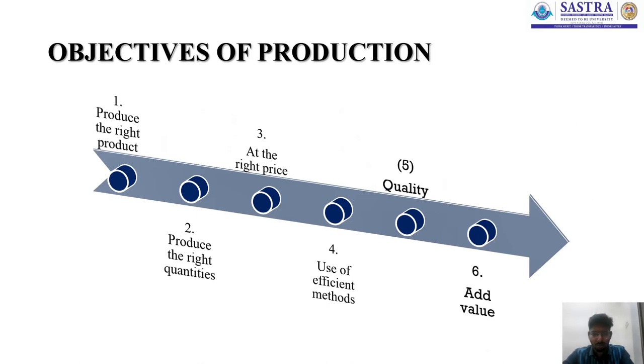So the first and foremost objective of production is to produce the right product. When it comes to the objectives of production, it is like what type of product to produce. Let us say that a lot of choices are available in the market at the moment. So which type of product the consumer wants or needs. So what would be the right quantities of the product that need to be produced. That is the second objective. And the third one would be to produce the product at the right place, at the right price, basically.